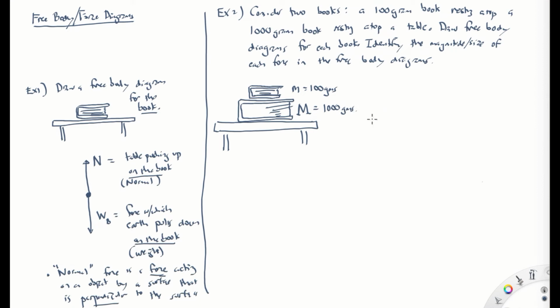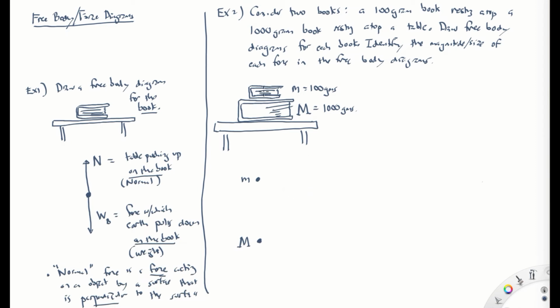Okay, now we want to draw a free body diagram for each of these. So we know we have 2 objects, so we will need to draw 2 free body diagrams. Okay, so I'm going to indicate this one is the free body diagram for the little mass, and this is the free body diagram for the big mass. I'm putting these there just to indicate that those are 2 separate free body diagrams.